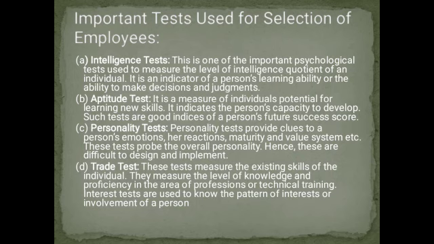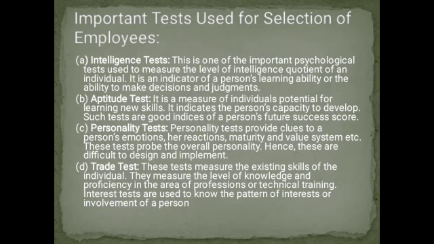Now those various tests, the important ones, are the tests which we are going to apply. There are 4 levels of test which we are going to apply on the selected application form. The first one is about the intelligence test. Intelligence in the sense of his IQ level, his decision making ability, his learning ability, and his judgment capacity. All these things we are going to analyze by giving them the intelligence test.